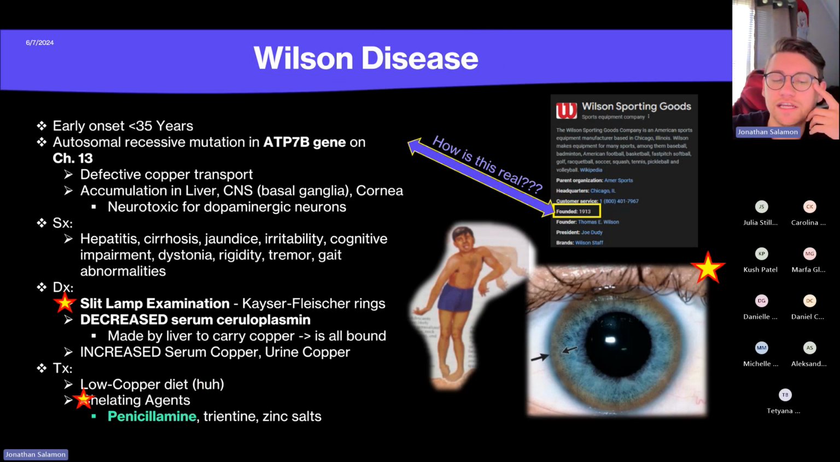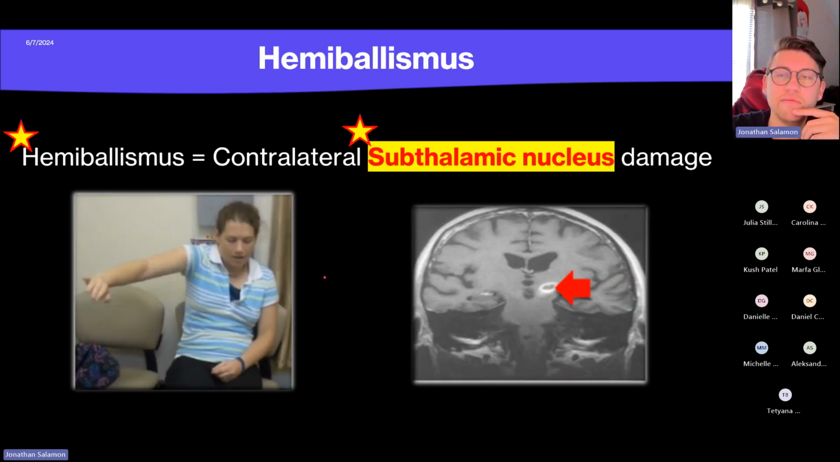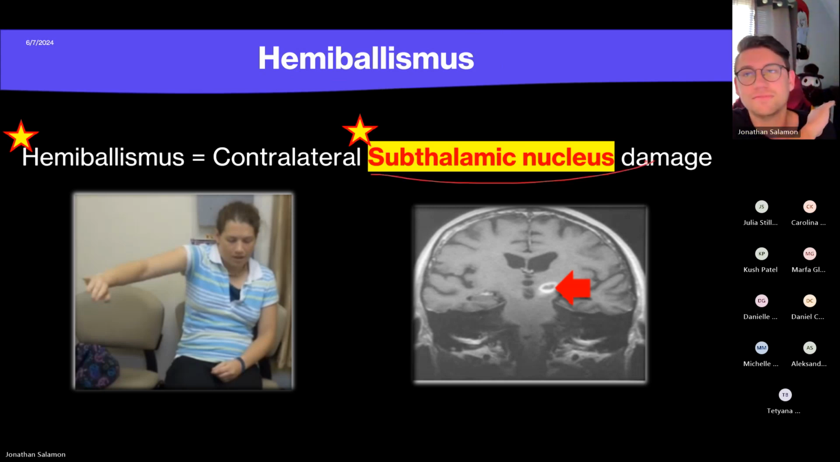And then you treat with chelating agents. Know this for sure. Penicillamine, 110% know this. They're not going to ask you either of these. The answer will be penicillamine. If they're talking about Wilson's disease, you treat it with penicillamine. Hemiballismus: if I didn't make it clear enough earlier, the only thing you need to know is hemiballismus, subthalamic nucleus.